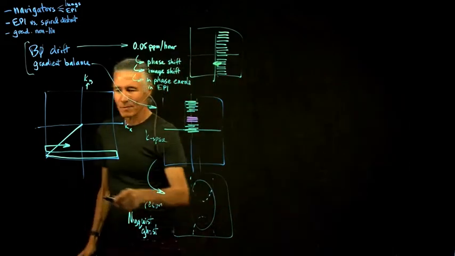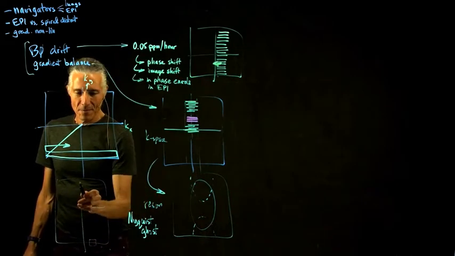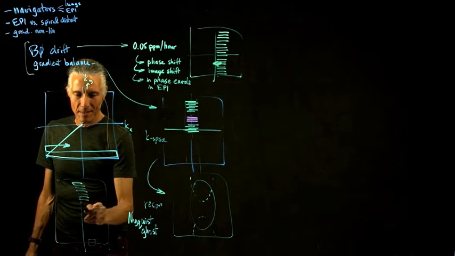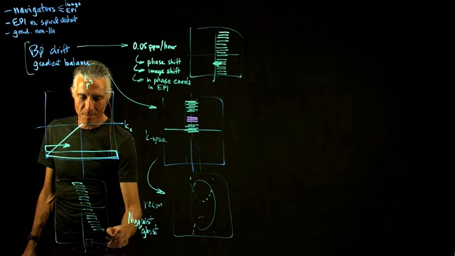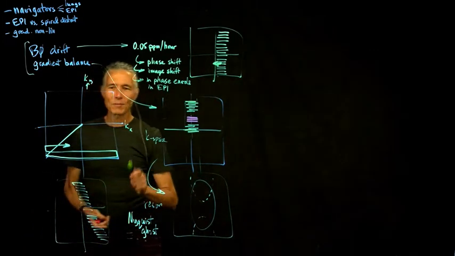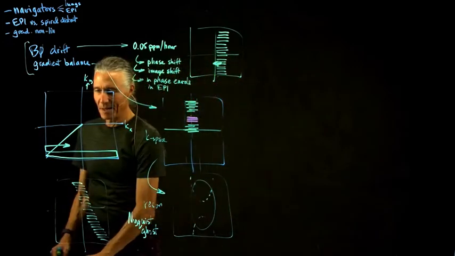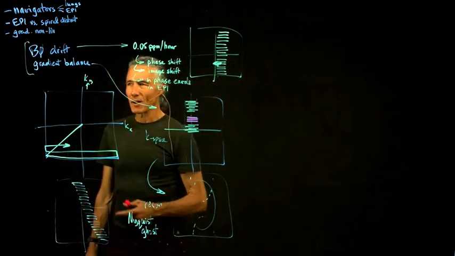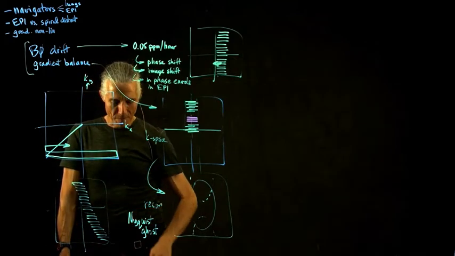You could even have something else: what if the gradients are slightly imbalanced and the echoes start going down that way? That could be another problem. So how can we solve those problems with an extra scan? And we have to do it quickly. We only have a couple of milliseconds to solve this problem.